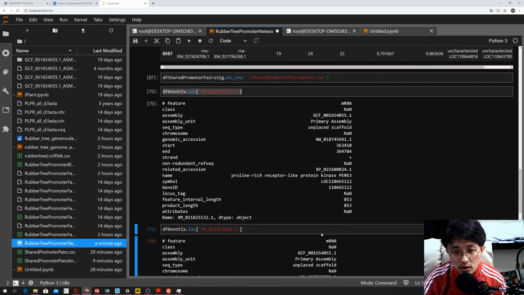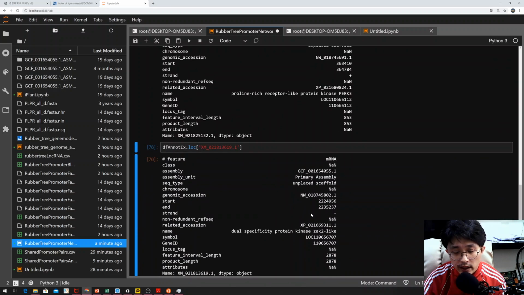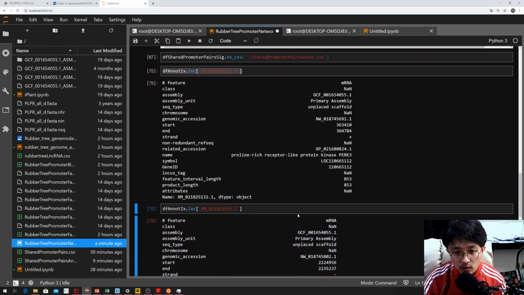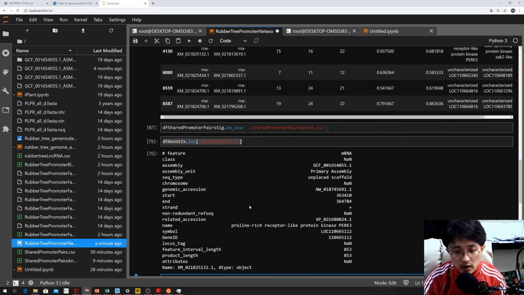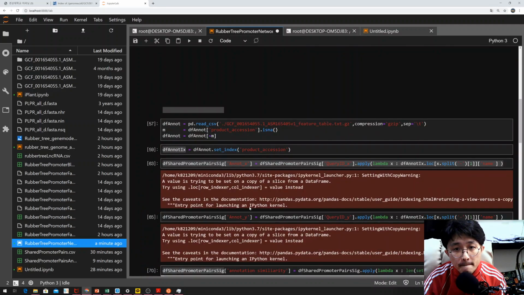So these two sequences are not transcriptional variants. These two are distinct genes that are sharing the promoter sequence. Very interesting. Very interesting.